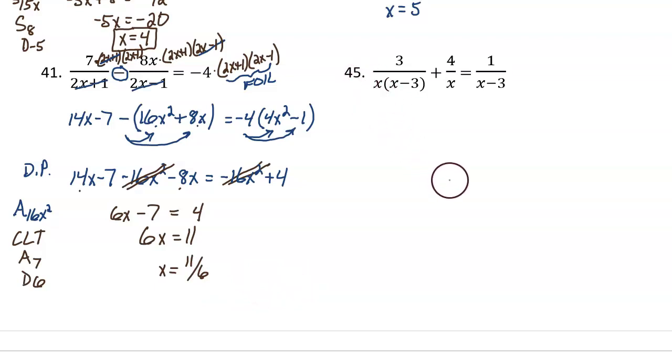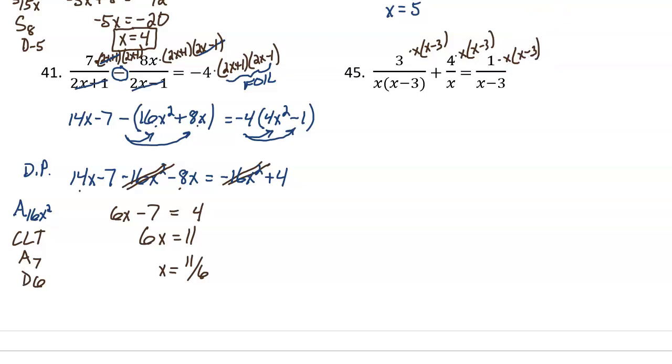Next, number 45. It has the same format as the ones we've been doing, where our technique has been to remove the fractions by multiplying all terms by the lowest common denominator. That seems to consist of 2 factors, an x and an x minus 3. So let's multiply the first one by x times x minus 3. Now multiply the term here by x times x minus 3. And this one right here multiply by x times x minus 3.